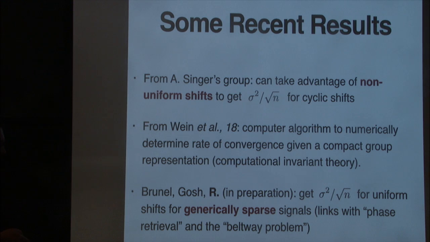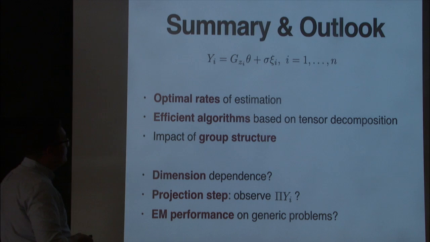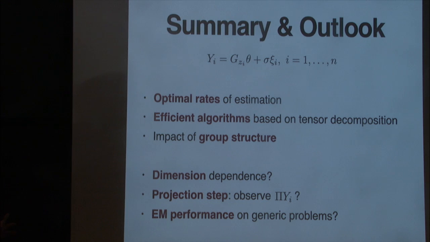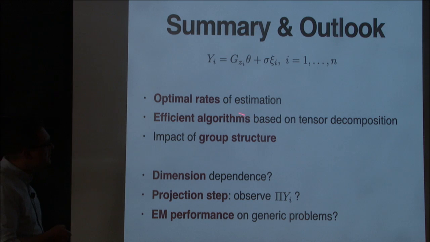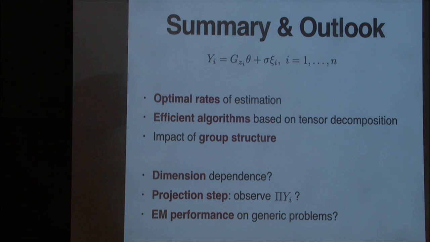Okay, so just to wrap it up, what we did here is to look at this simple problem called the phase shift problem, which is an example of the multi-reference alignment problem. Historically, of course, we're not doing any alignment here. We found the optimal rates of estimation. We showed that there is the possibility of having efficient algorithms. And I really view this as a path towards practically efficient algorithms. For example, the expectation maximization algorithm works well in practice. There should be something that we can exploit to show that this is provably going to the maximum likelihood estimator. And we tried to understand a little bit of what the impact of the group structure is.